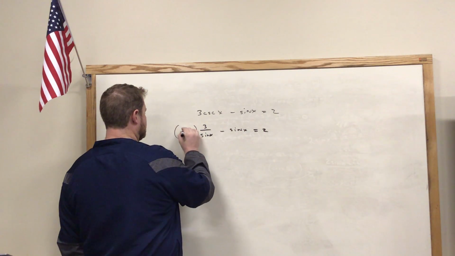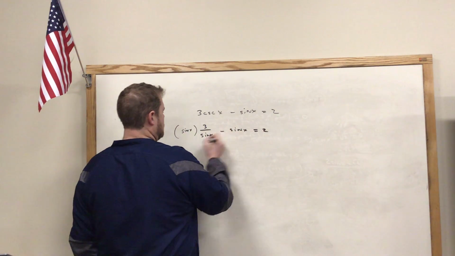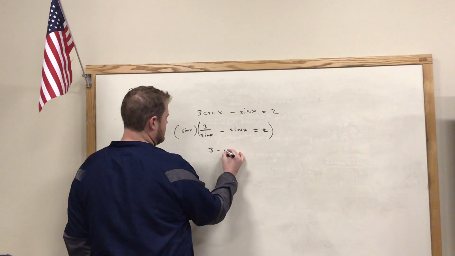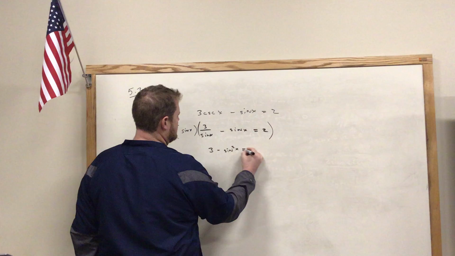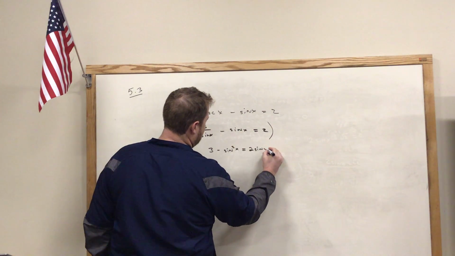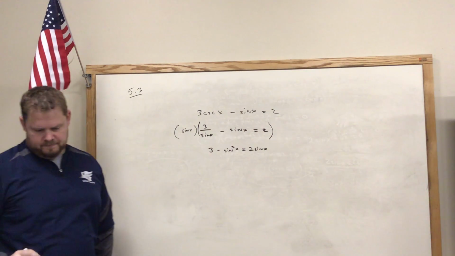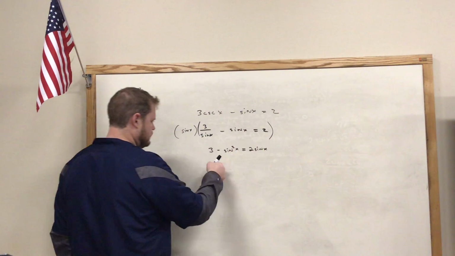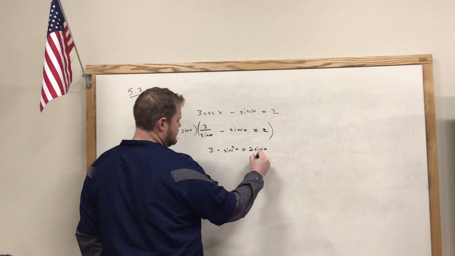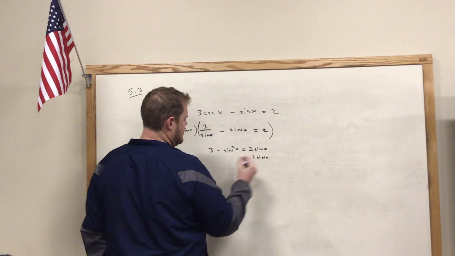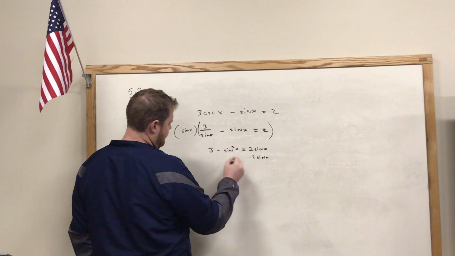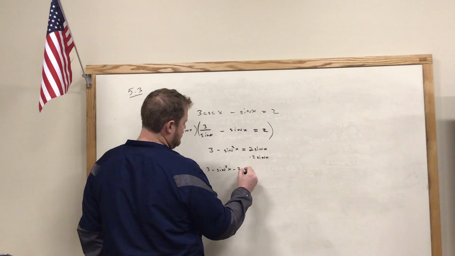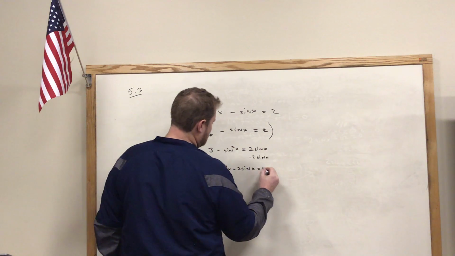So multiply by sine x. When I do that, I have to multiply the whole thing through. So that gives me 3 minus sine squared x equals 2 sine x. Now what do I do? Bring it over, right? So minus 2 sine x. So I'm left with 3 minus sine squared x minus 2 sine x equals 0.